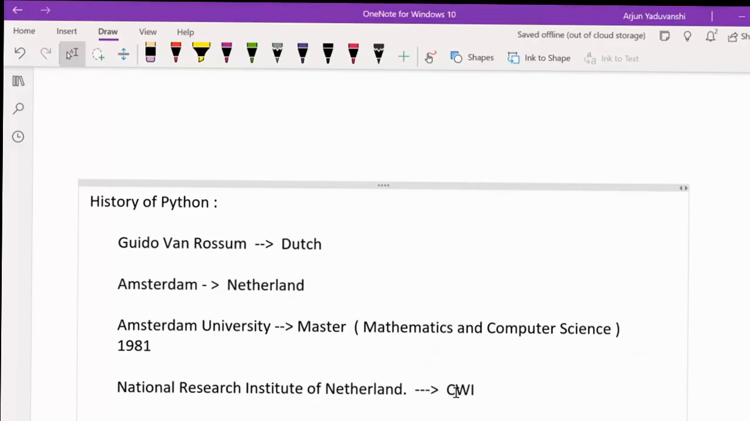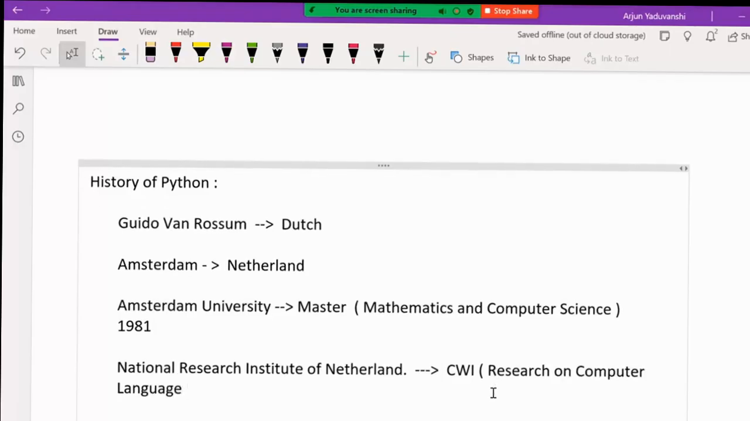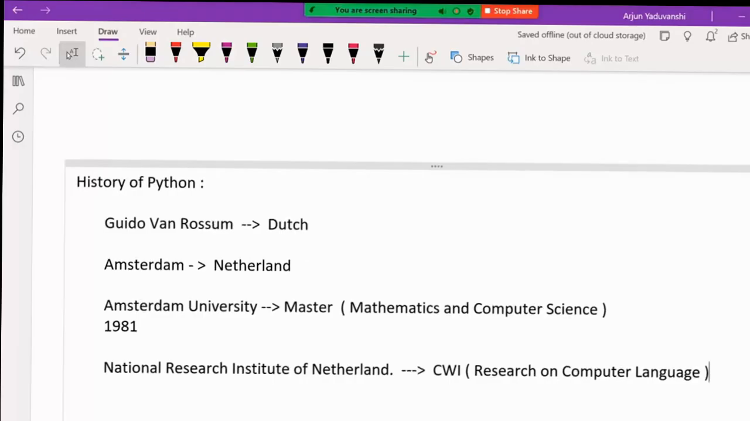It is a different abbreviation, not an English one. So this wing is called CWI. Now CWI is a part of the Netherlands Research Institute. They were doing research on developing a computer language, and research and development of the computer.